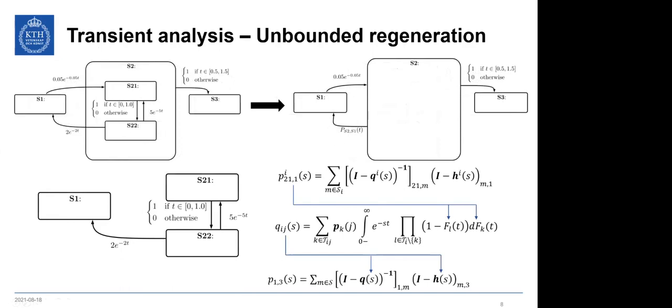So what we do is that we look at the Laplace-Stieltjes transform of this probability distribution instead. And that one we can find symbolically, and then use it to get random draws of this probability distribution. We can finally find the Laplace-Stieltjes transform of the probability of reaching S3 after some time. And by taking a numerical inverse Laplace transform of that, we can, for some points in time, find the probability of reaching S3.